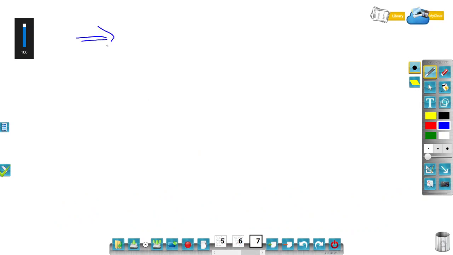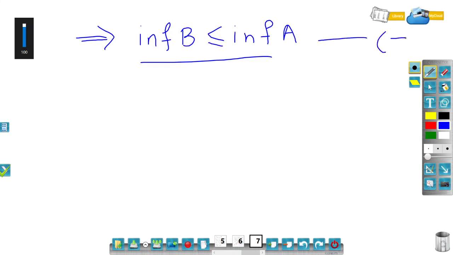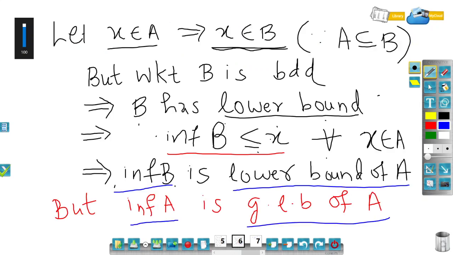This would imply infimum B is less than or equal to infimum A. I hope you have understood why I have written this; again, I would like to explain.